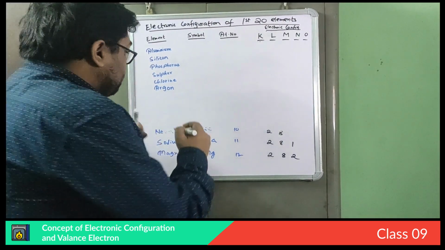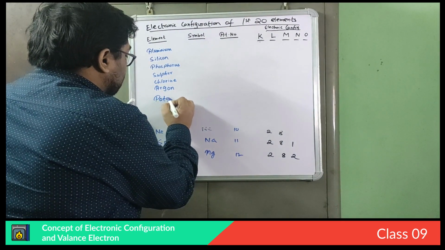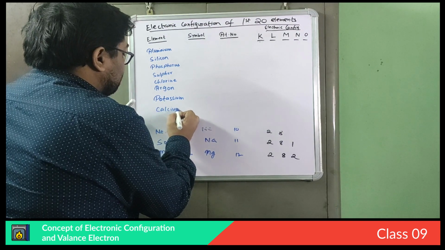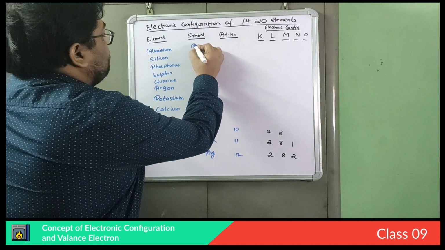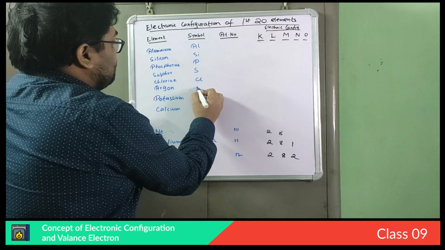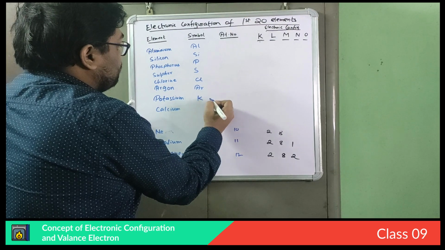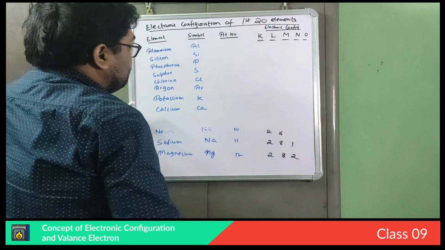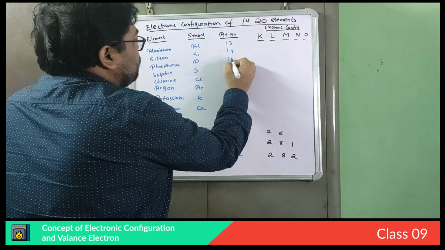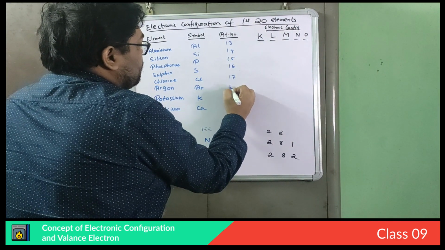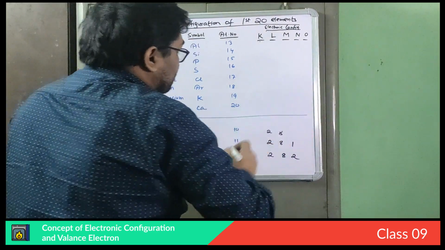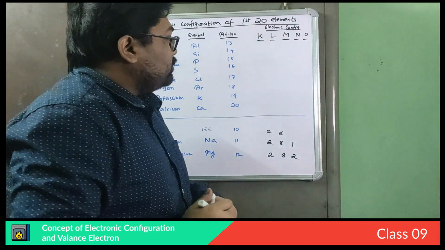The last two are potassium and calcium, right? Symbols are Al, Si, P, S, Cl, argon is Ar, potassium is K, calcium is Ca. Now the atomic numbers are 13, 14, 15, 16, 17, 18, 19 and 20. You have to remember these 20 elements and their electronic configurations.